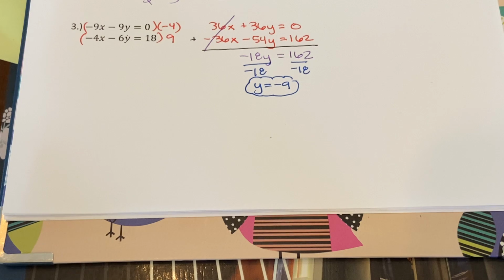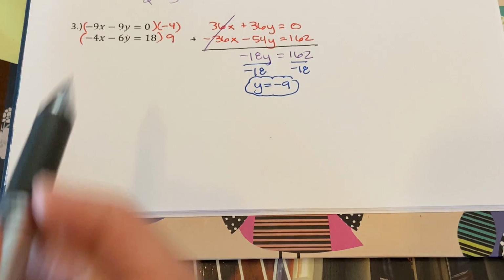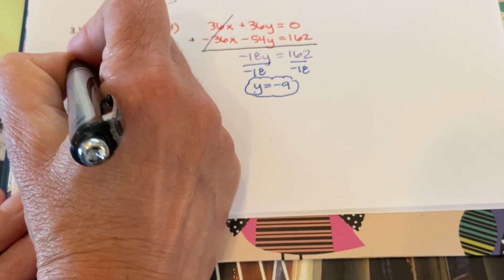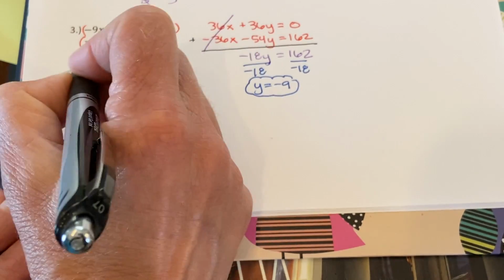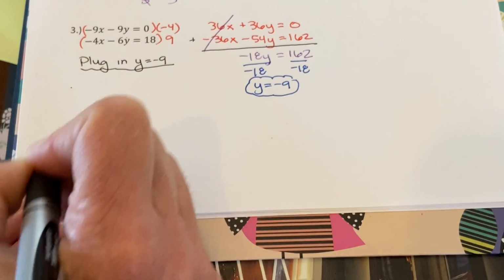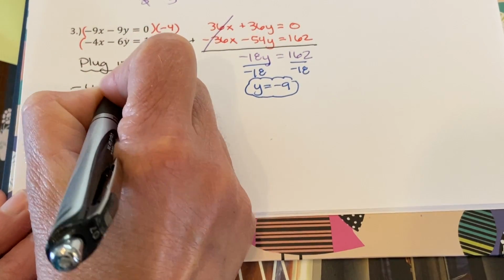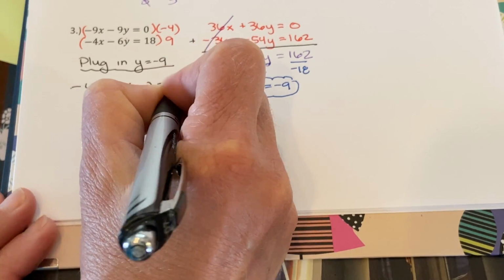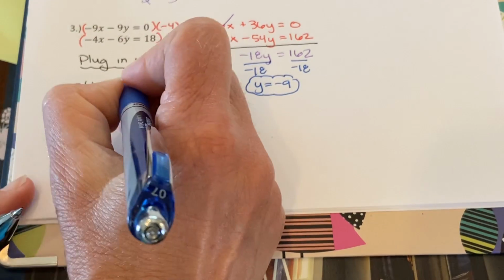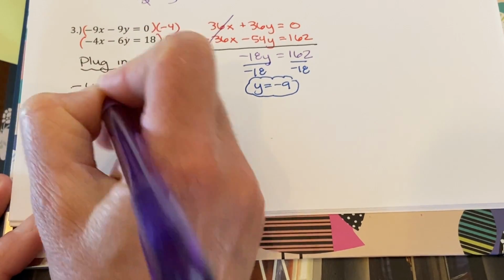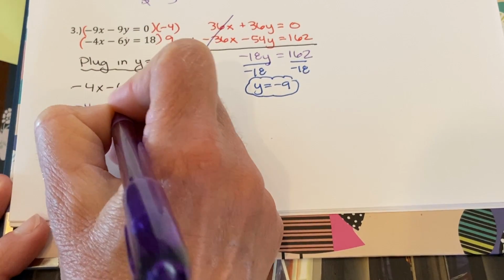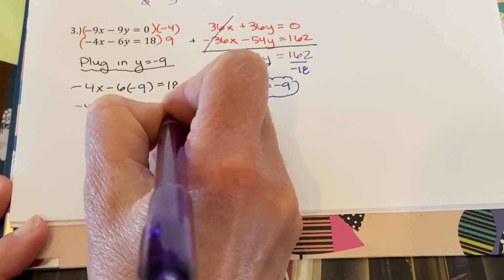Once I have an answer for y, I can plug it back in to get my answer for x. So if I use my space right underneath my second equation here, let's go ahead and plug in our answer of y is equal to negative 9. We're going to have negative 4x minus 6 times the negative 9 is equal to 18. So to solve this, I'm going to leave my negative 4x out front. Negative 6 times negative 9 is a positive 54 is equal to 18.